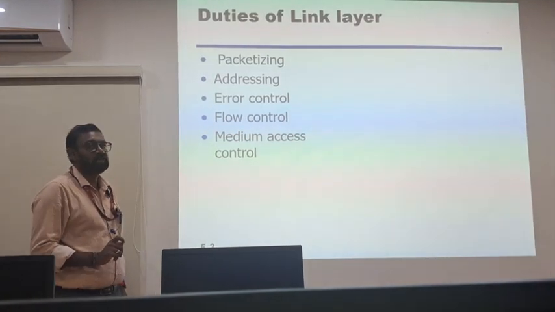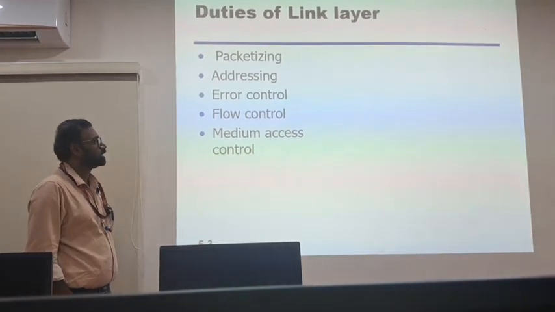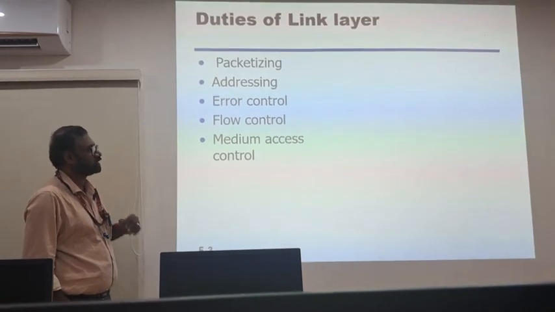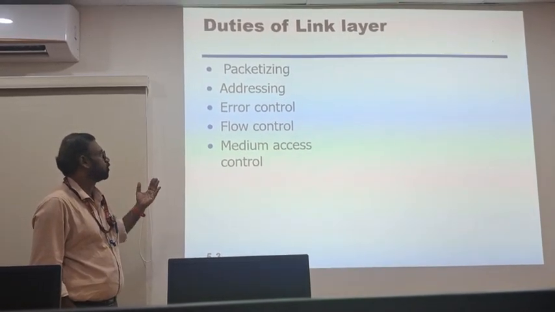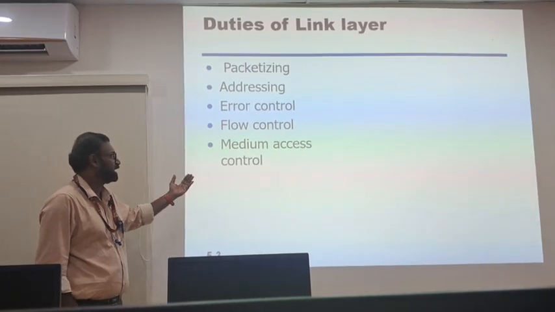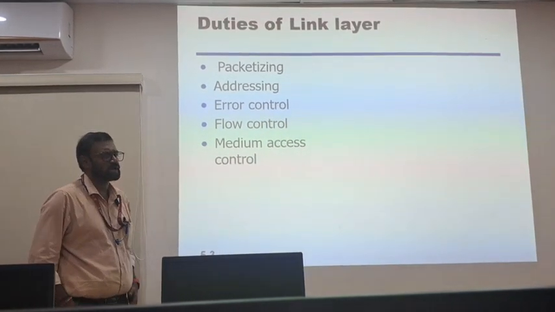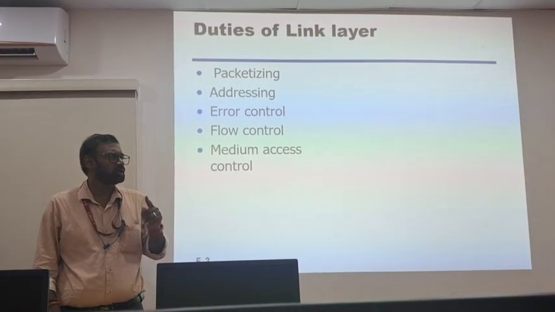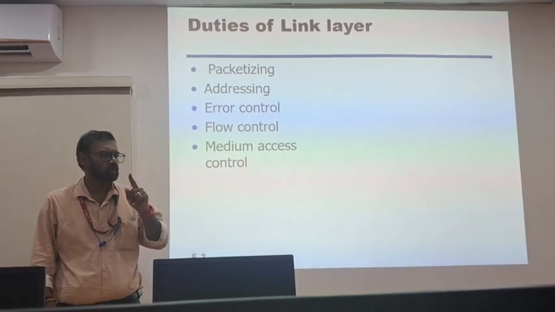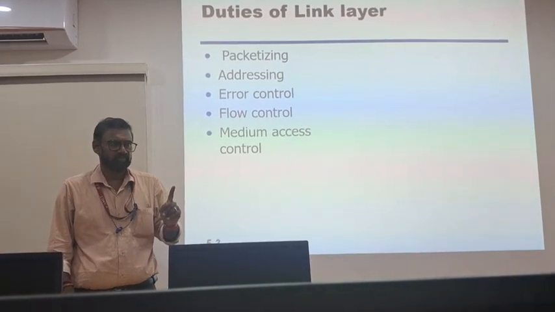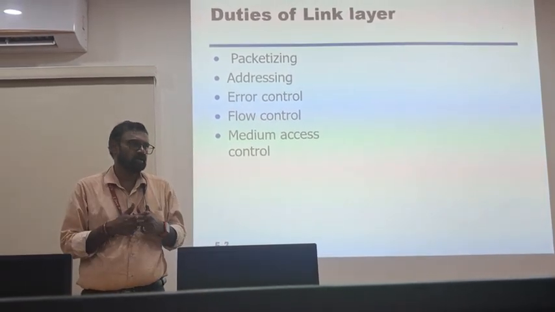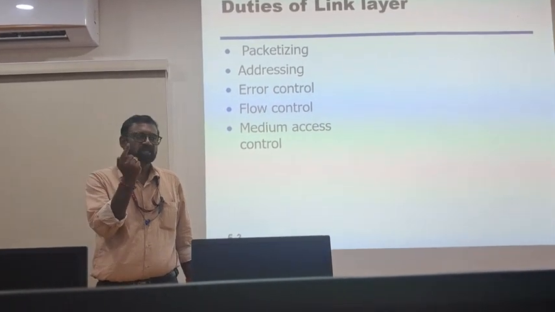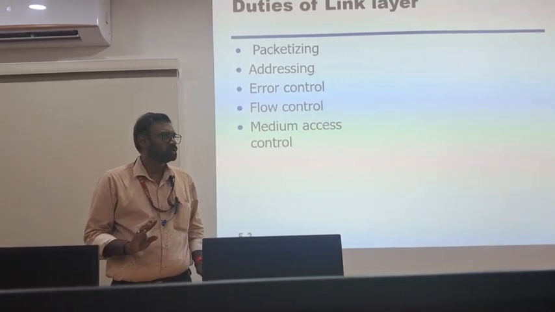What are the main duties of the link layer? Some of the duties listed are packetizing, addressing, error control, flow control, and medium access, that is media access control. What do you mean by packetizing? You may ask, sir, the data link layer only deals with a single unit of data, right? Packet means a group of data. How can the second layer handle packetization? You have a single manageable unit called a frame.